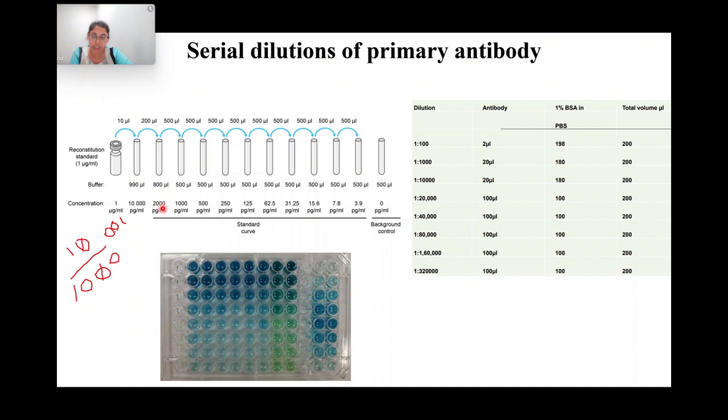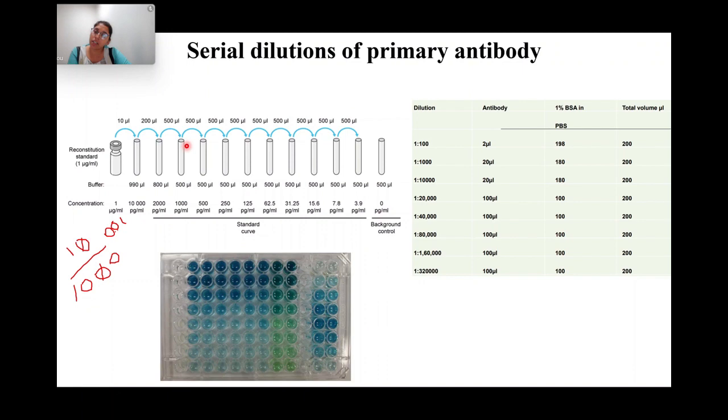Now you keep reducing it half every time. How do you do that? You take equal part buffer and equal part of your solution. So now it starts reducing by half each time. So you take 500 from here and you take 500 from here, it becomes 500 in total 1000. That means it becomes half. So half of this concentration is 1000. And serially now, it keeps reducing by half.